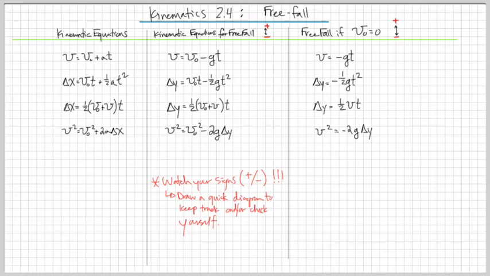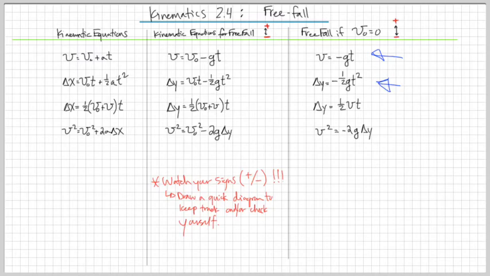So those equations in the right-hand column, or third column, are v equals minus gt, delta y equals minus 1/2 gt squared, delta y equals 1/2 vt, and v squared equals minus 2g delta y. Very helpful just to be able to know what those should look like when v naught equals 0. One other thing to notice, those first two equations in the third column: the first one shows that the final velocity of the particle once it's dropped is directly proportional to the time. The second equation shows that the height it falls through, or the distance it falls, is directly proportional to the time squared. Those are good relationships to know.